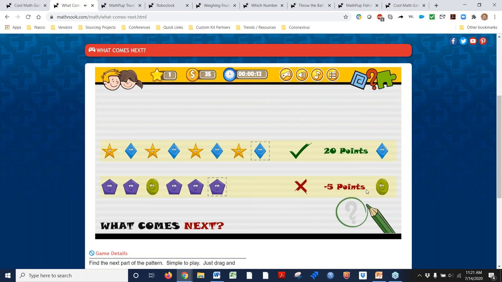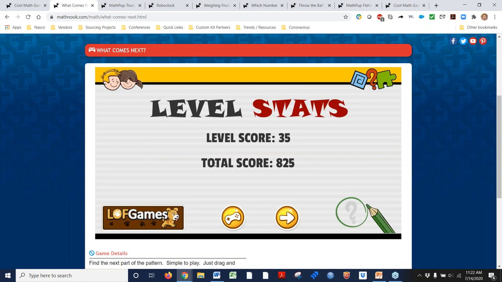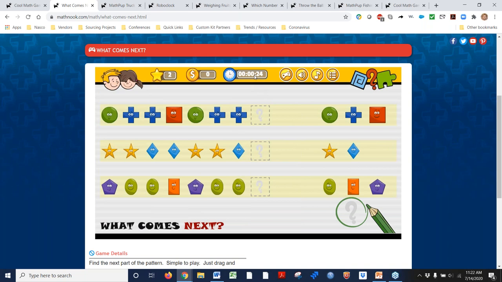At the very end, again, this is going to tell you your total score. I actually played this game earlier, so it's keeping track of all that. That's the other thing: once you play it, even though it's free, it does keep track of everything because it's browser-based. This also keeps track of time, so depending on how fast you level up, you can keep track of that. So that's like a first grade version.